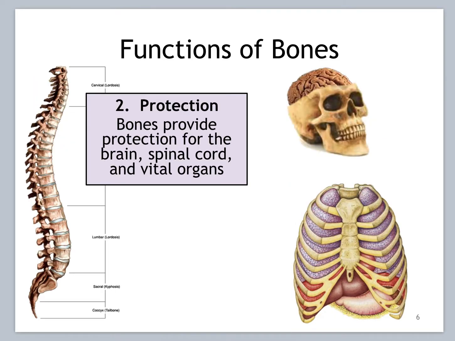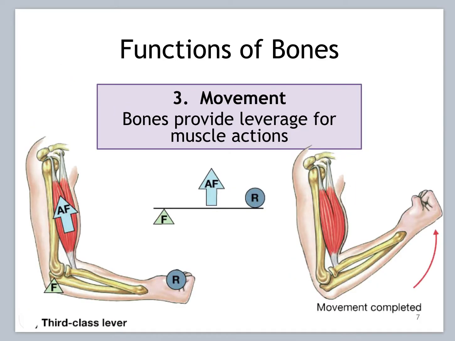Bones provide protection for the brain, the spinal cord, the vital organs. The skull provides protection for the brain. The vertebral column provides protection for the spinal cord. The rib cage provides protection for the lungs and the heart. Bones provide for movement. Bones act as leverage, and the muscles act on the bones to provide movement for the extremities.